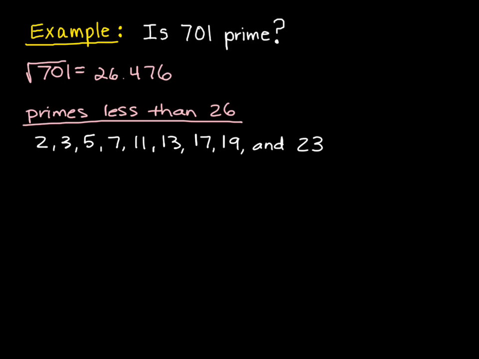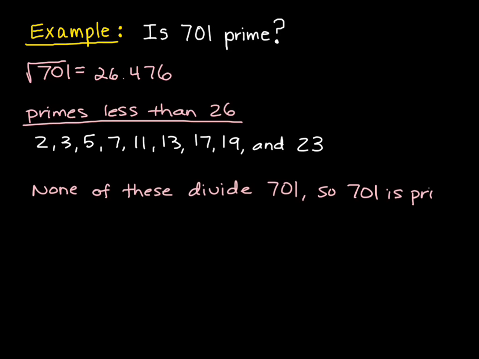So what we want to do is check to see if any of these primes divide 701. I've already done this. And so I can say that none of these divide 701. So 701 is prime. And this is how we can use the theorem from the previous slide to check a number for primality.